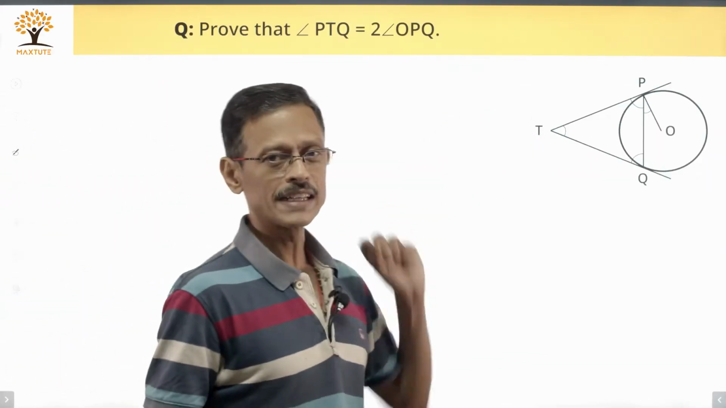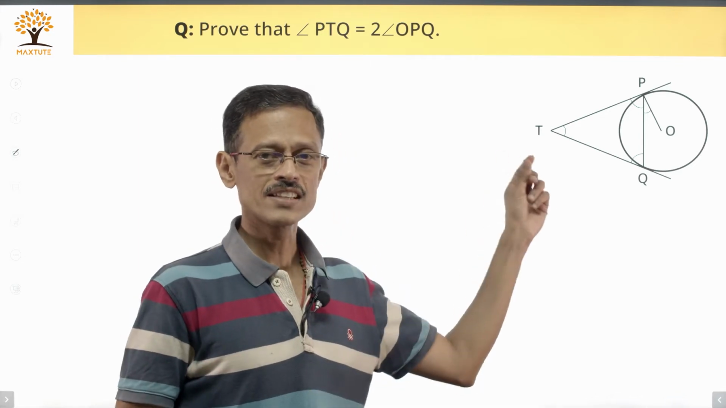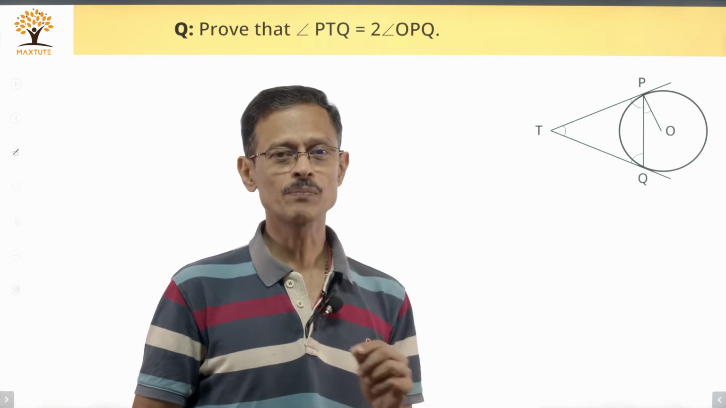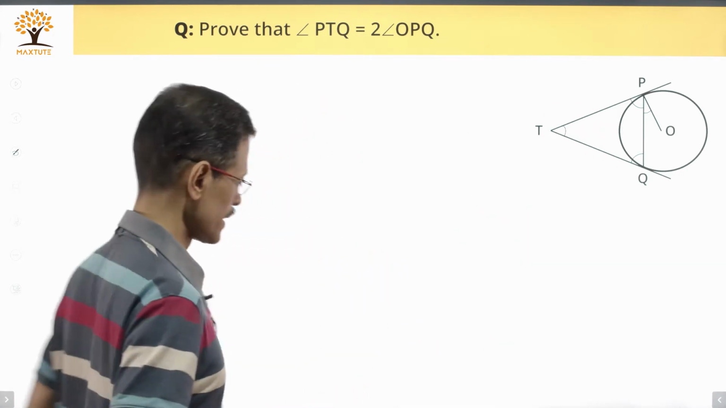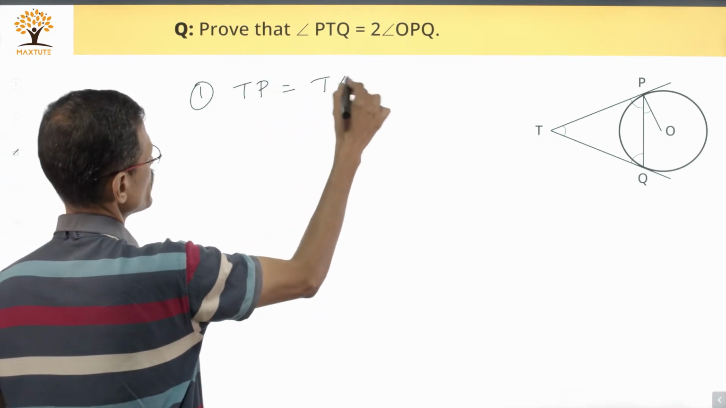From an external point T, we will be able to draw two tangents to a circle. In this case, those two tangents are TP and TQ. Both these tangents will be equal in length, right? That is the first property we are going to be using. TP is equal to TQ.